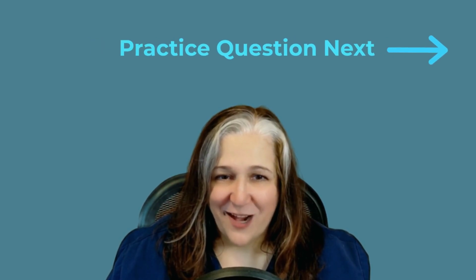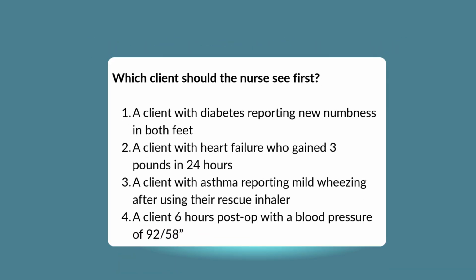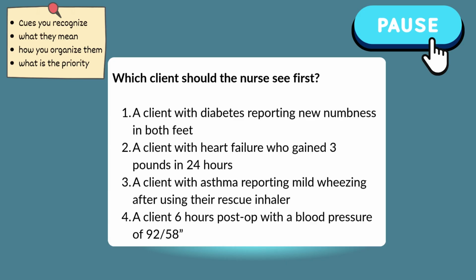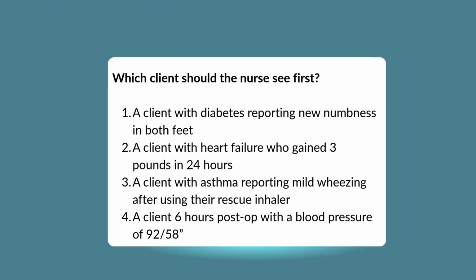Now that you've seen how the decode works with priority questions, it's time for you to give it a try. Before we walk through this one together, pause the video and work through the decode on your own. Write down each step, the cues you recognized, what those cues mean, how you organize the risks with ABCs and Maslow's, and which client you choose as a priority. When you're ready, press play and we'll go through it together. Let's decode this question together.